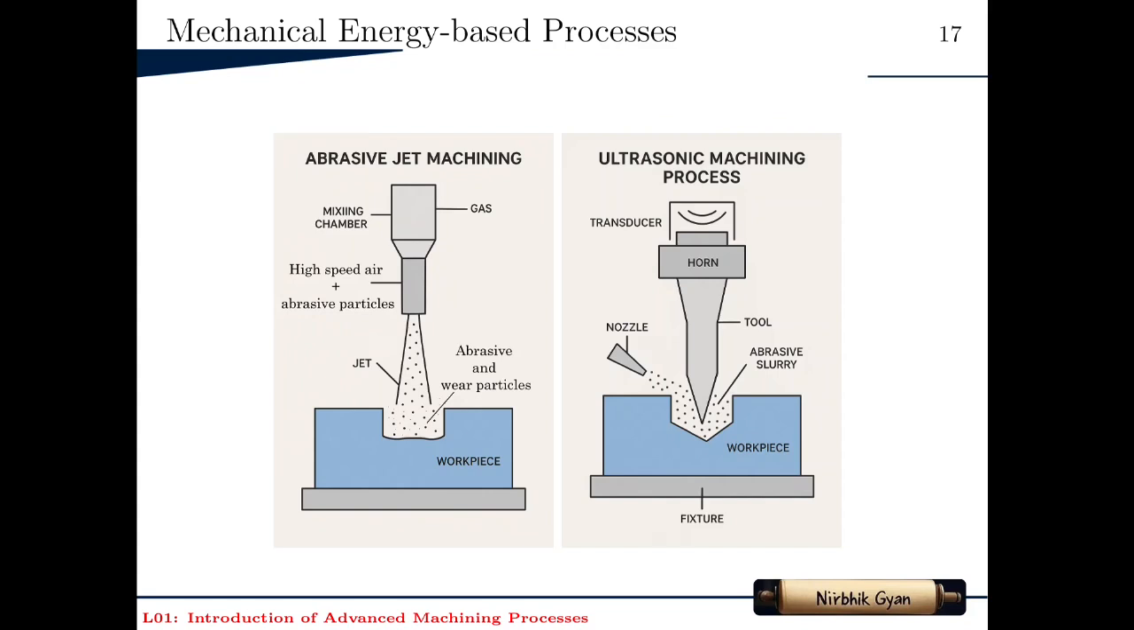In the ultrasonic machining process, you can see there's a transducer which generates the high frequency vibration, attached to the horn, and due to the transducer and horn, the tool vibrates at ultrasonic frequency. Through the nozzle, abrasive slurry, a solution plus abrasive materials, flows through the gap between tool and workpiece, and the abrasive particles get impacted by the tool at very high frequency, which removes the material from the workpiece.